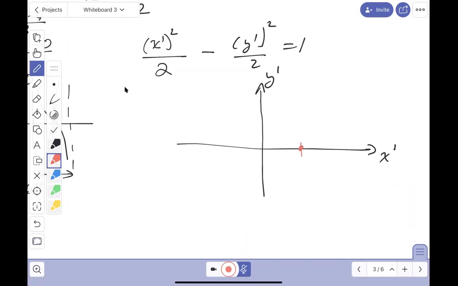And this point over here is root 2, comma 0. And then I got another point over here. And again, I'm not a great artist, I realize that. Okay. All right, let's talk about the foci.